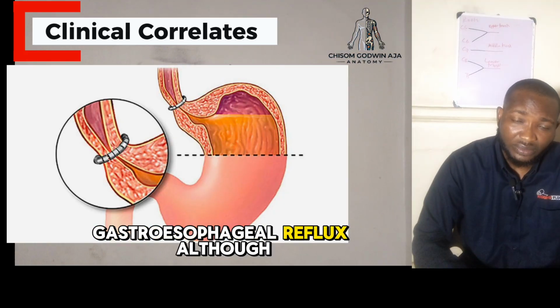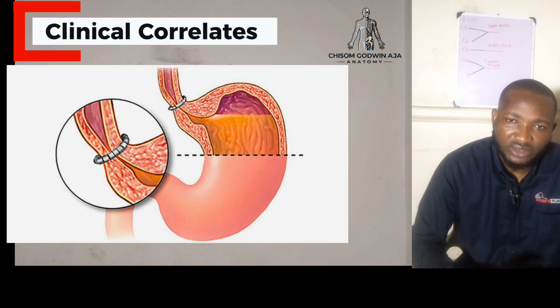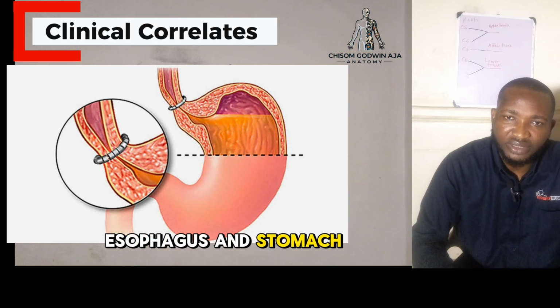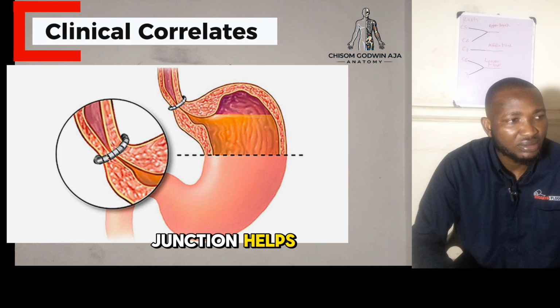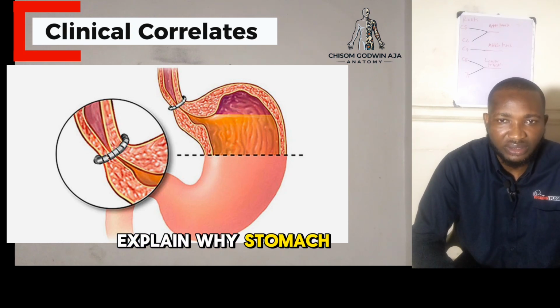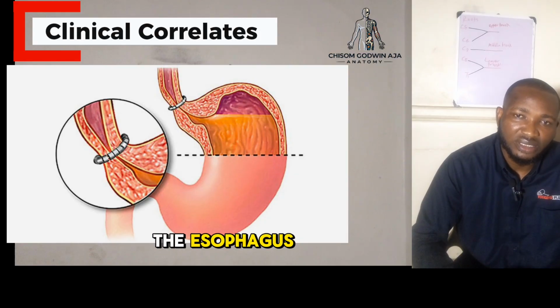Gastroesophageal reflux. Although gastroesophageal reflux primarily involves the junction between the esophagus and stomach, understanding the anatomy of the gastroesophageal junction helps explain why stomach contents can sometimes move backwards into the esophagus.